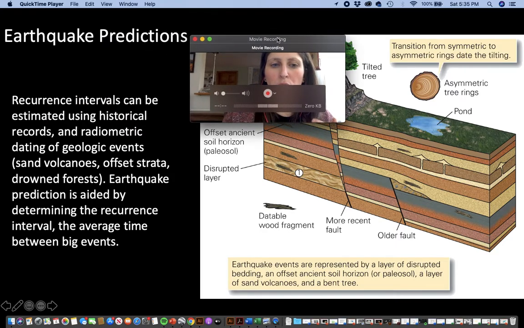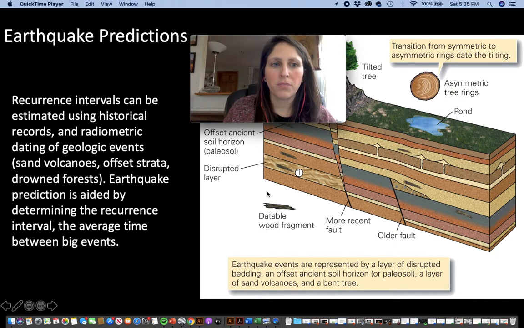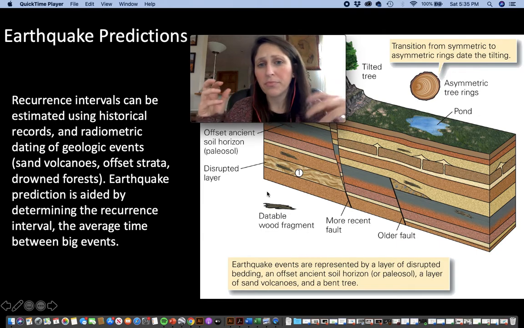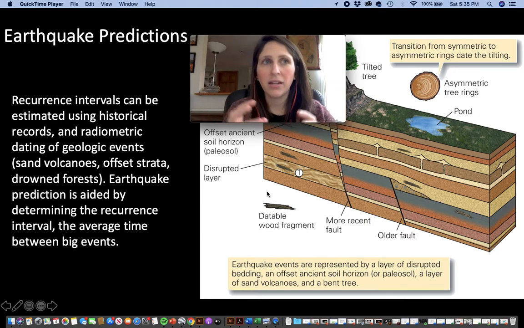Okay, and so these are more of our long-term predictions. Usually, predictions are based on recurrence intervals, so we can only really work with the data that we have. If we have 100 years of earthquake data, which is what we mostly have, I think less than 100 years, we can kind of estimate when the next earthquake in a specific area will be based on the data that we have.